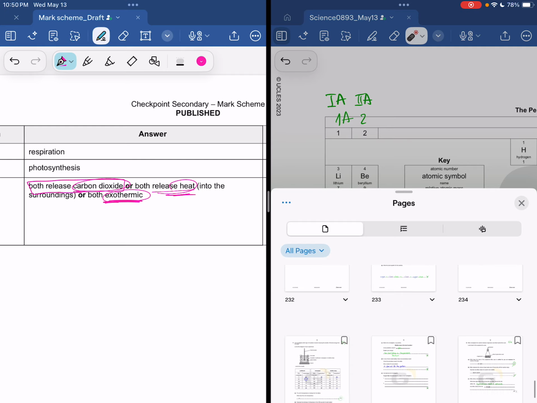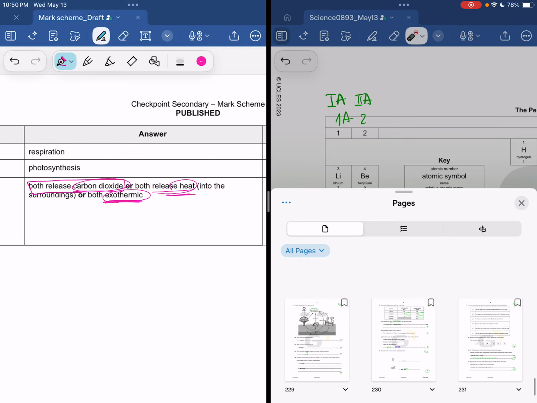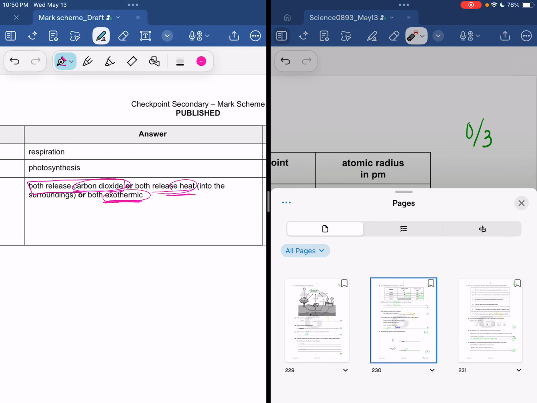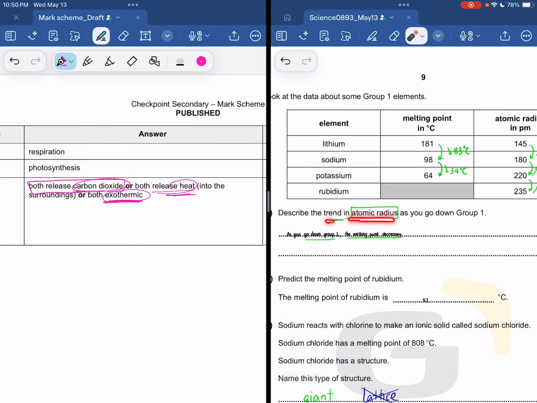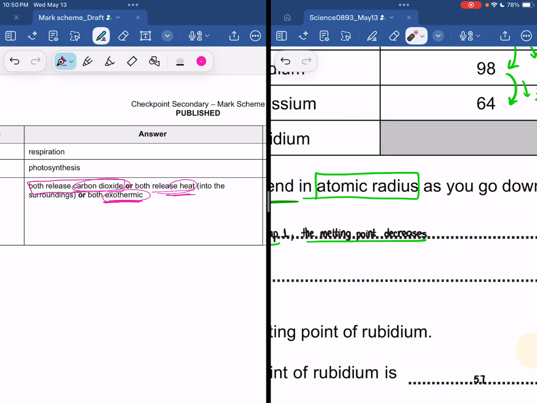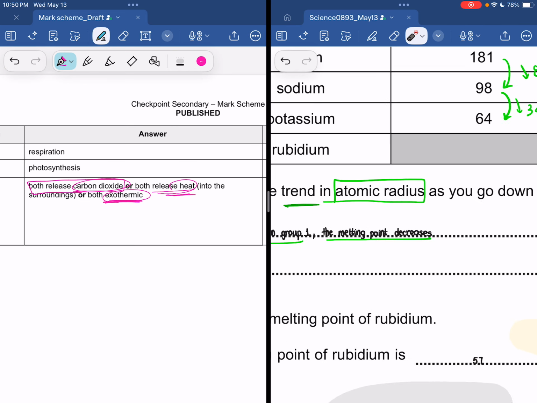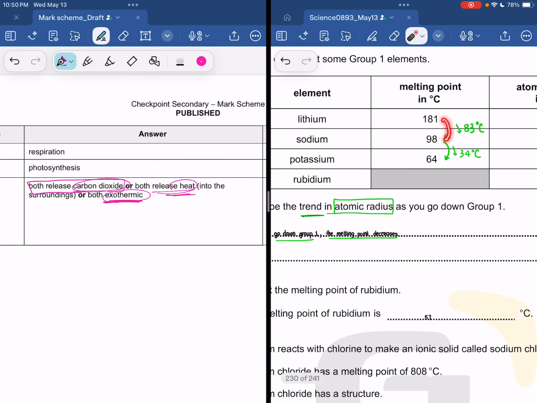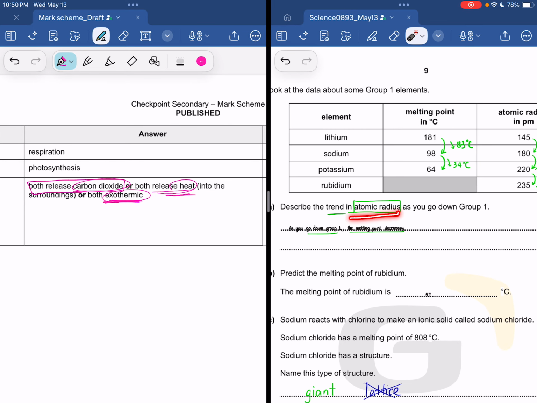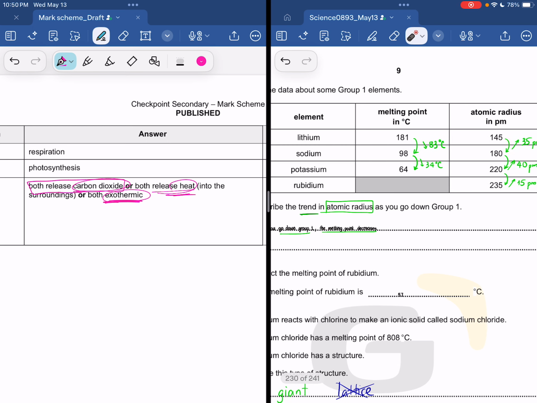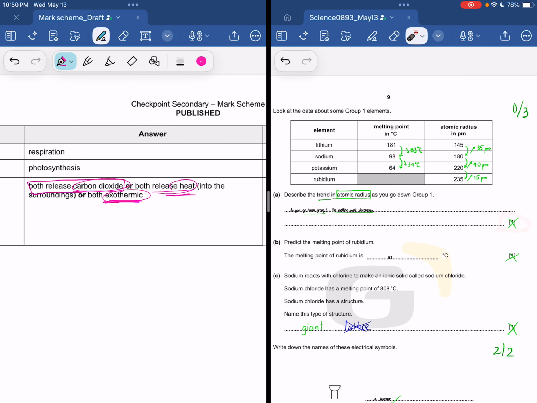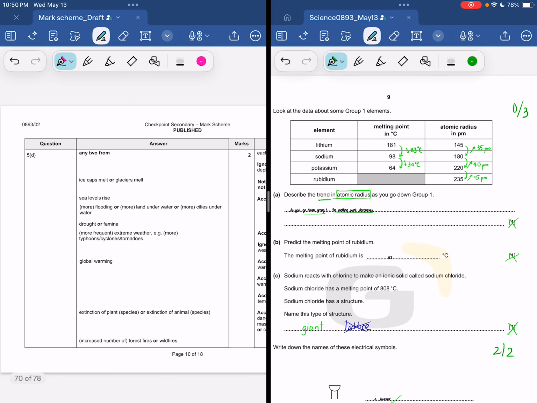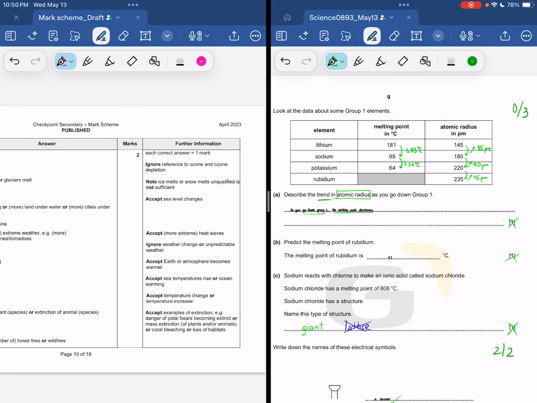Okay, let's get back to that page here. And they ask for what? They ask for the trend in atomic radius. So, you mentioned melting point decreases. I agree. Yes, I can see it's decreasing. It's dropped by 83. It's dropped by 34. But what happened to the atomic radius? They're going up, right? They're increasing. You see it? It's just such a quick glance that you missed the point for this question, right? Just need to mention atomic radius increasing, okay?